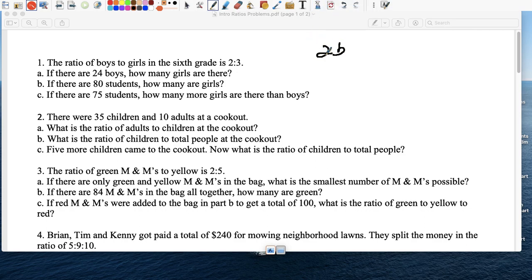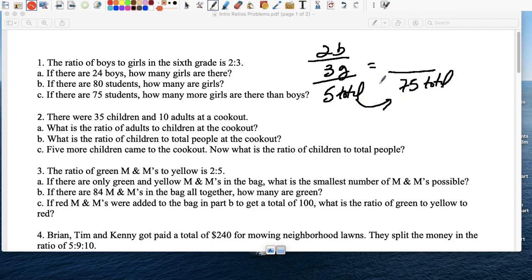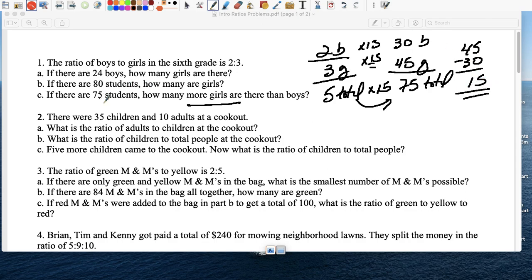Same question in a way. 2 boys, 3 girls. But this time there's a total of 5. And then here, there's a total of 75. So what happens when there's 75 in total? Well, the multiplier is 15, right? So here would be times 15, which is 45. And this one would be times 15, which is 30. Notice that the sum is 75. But that doesn't answer the question. The question is how many more girls than boys? Well, 45 minus 30 gives you 15. So that's the answer to 1C.